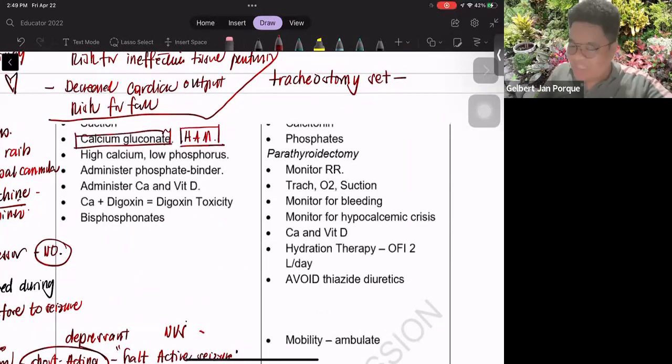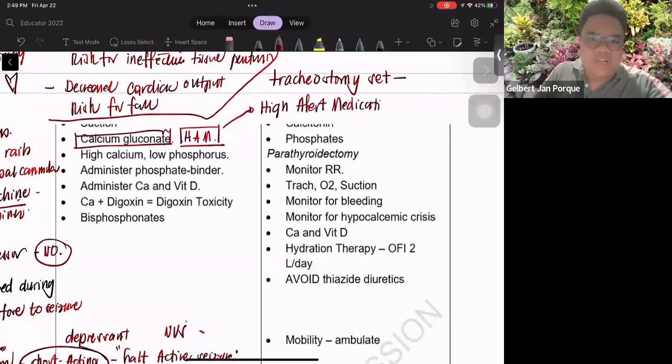Very good. High alert medication. So guys, it's a high alert medication. Plus your calcium gluconate is a high alert medication. Pharmacology would tell us that as a high alert medication, a little error on the dose of the medication could lead to adverse effects on the part of the patient.